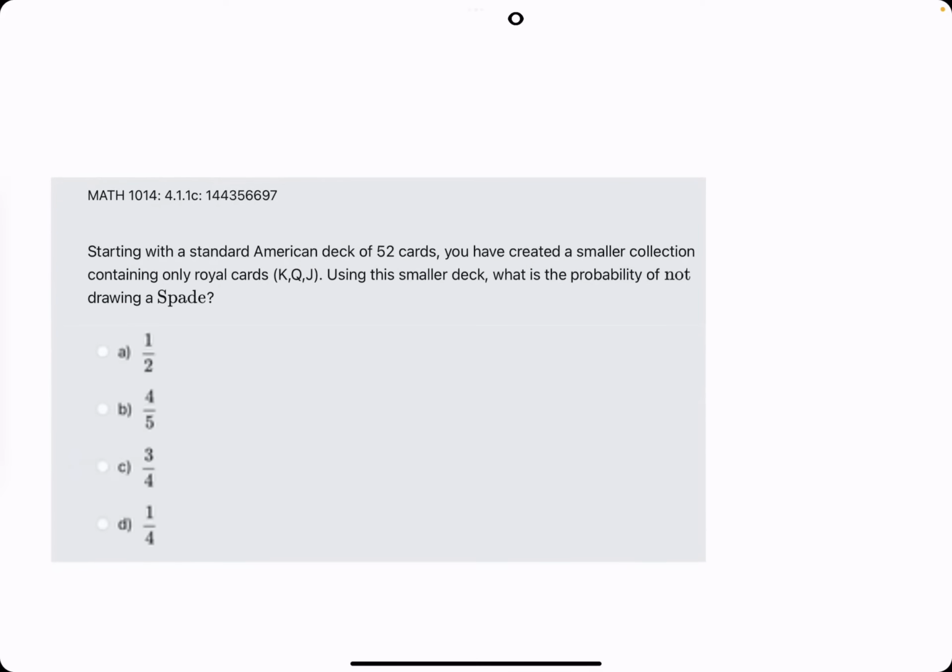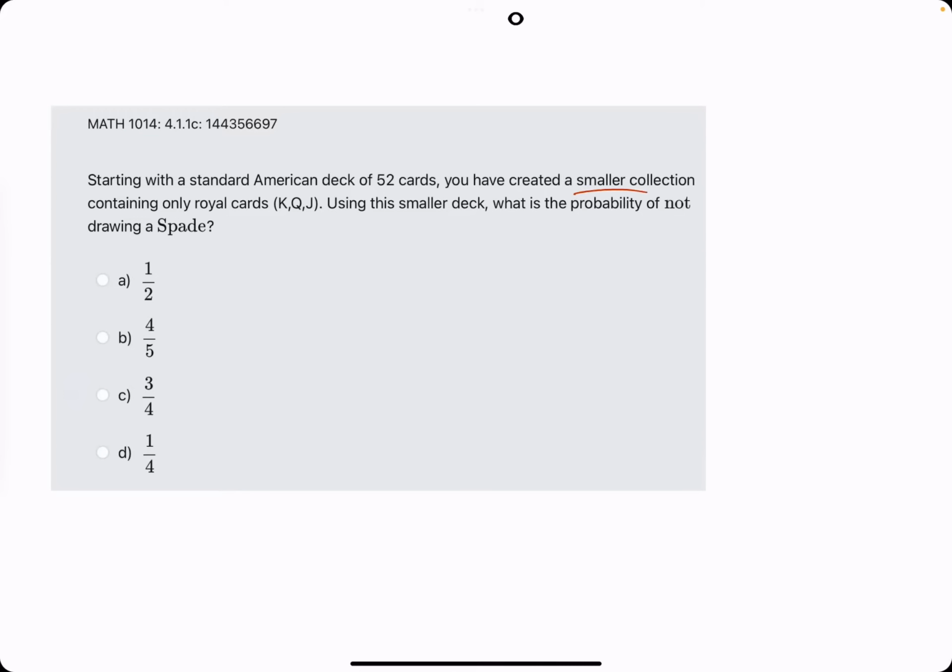Let's do 2 more. Same idea. You've created a smaller collection, though, and this time containing only royal cards. So king, queen, and jack. But they don't mention any specific suit, right? So of the royal cards, there are 4 suits with these 3 royal cards. So 3 royal cards times 4 suits, we have 12 total cards to pick from. They ask, what is the probability of not drawing a spade?